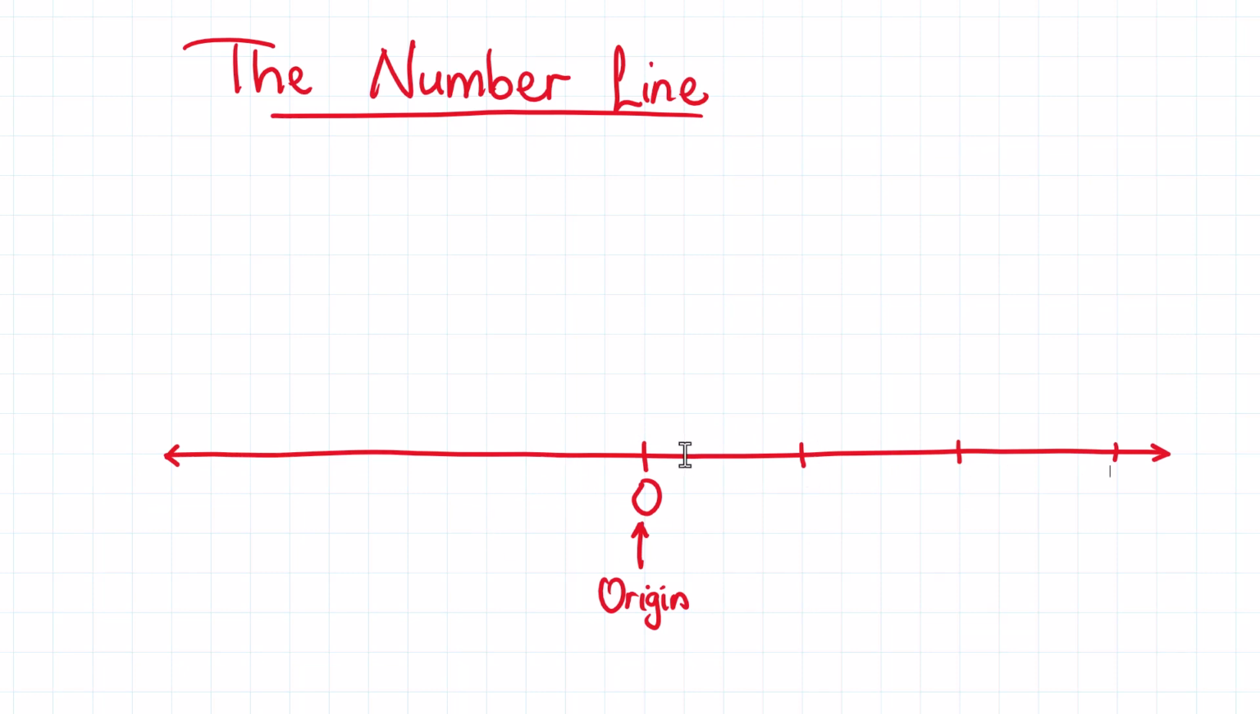And this here to the right, that is where our positive integers are positioned, starting at number 1 and positive 2. Let's put our positive here, positive 3, and so on.